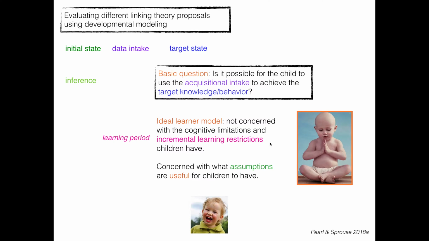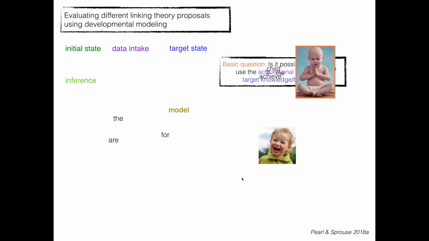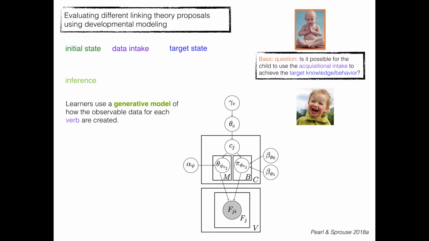We're just going to say, if you get the batch of data that these kids get, are the assumptions that you have because of those linking theories actually useful? Do they get you, right, to the kind of thing that children actually do? Are these the right assumptions? So we're going to abstract away from the learning period, and instead we're going to focus on how that inference process is working.